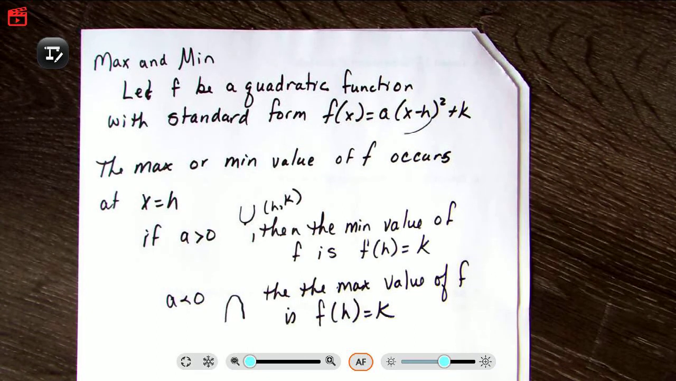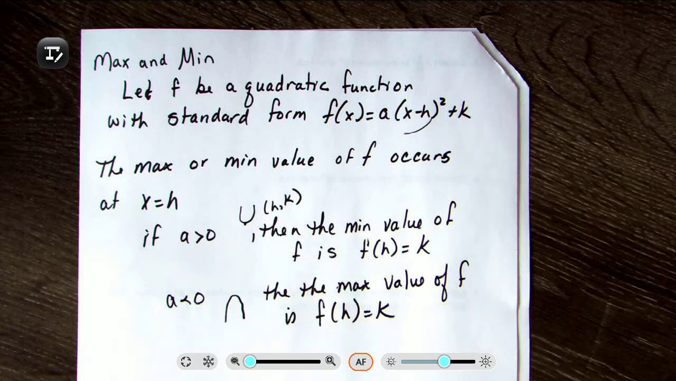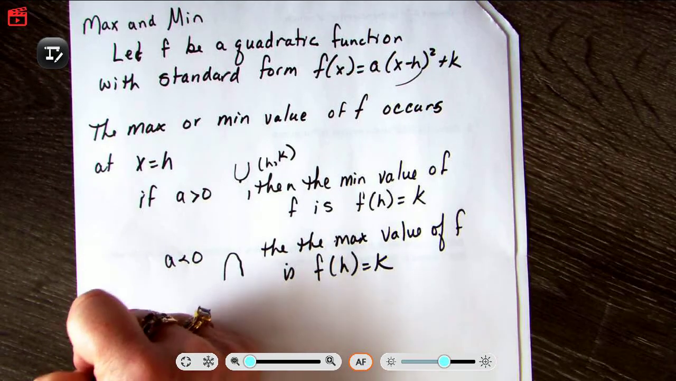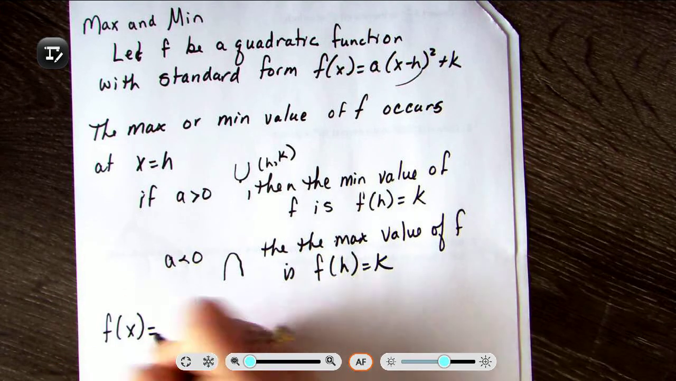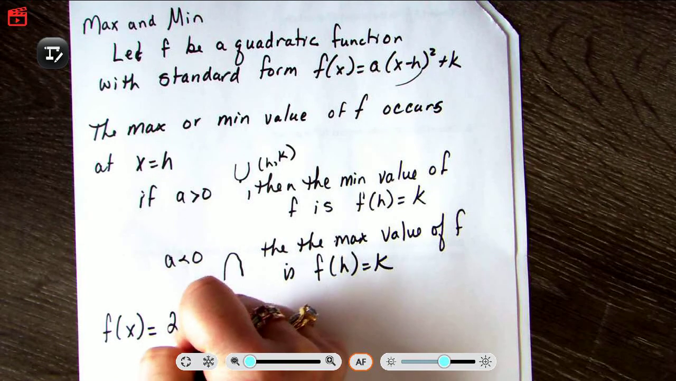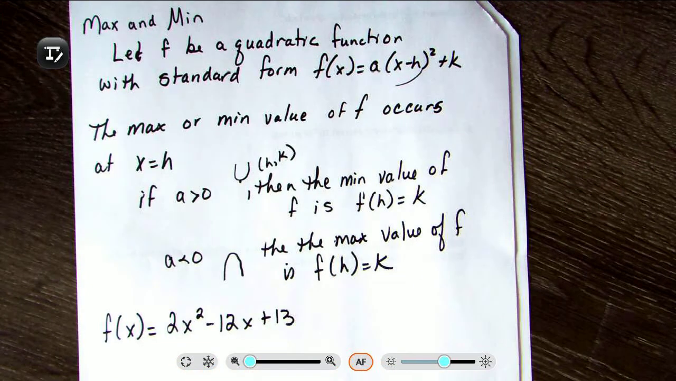Now the hard part, of course, is to get this thing into that standard form. So I do want to go through a couple, one in this video, and I'll start the next video with another one. So starting with f of x equals 2x squared minus 12x, and let's do plus 13.